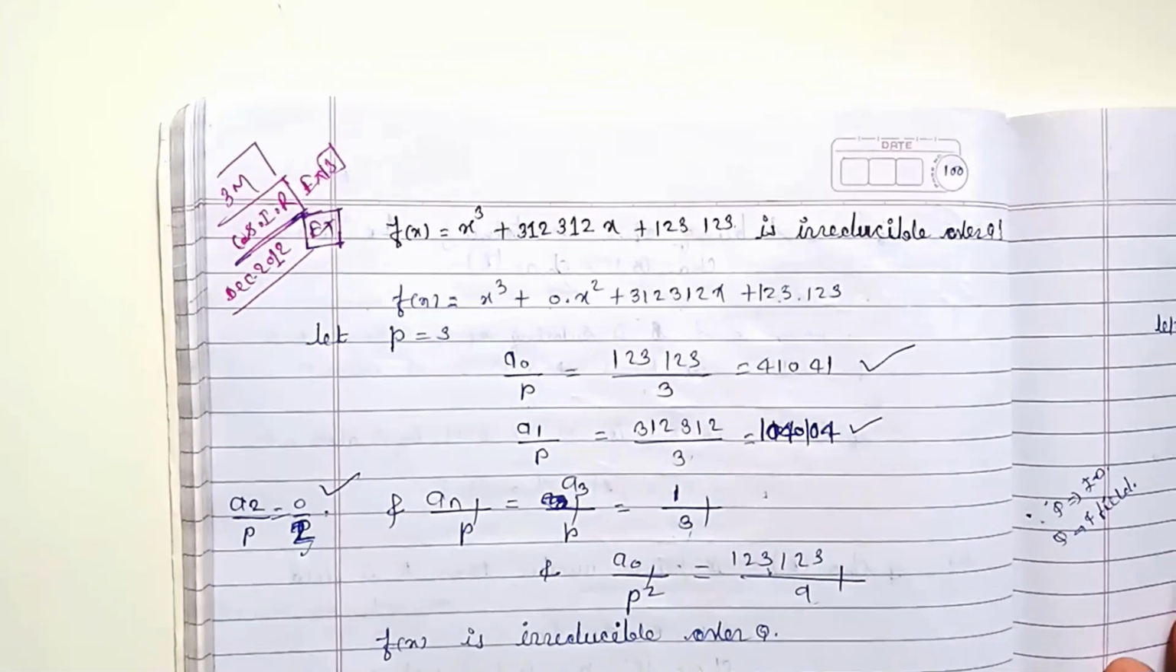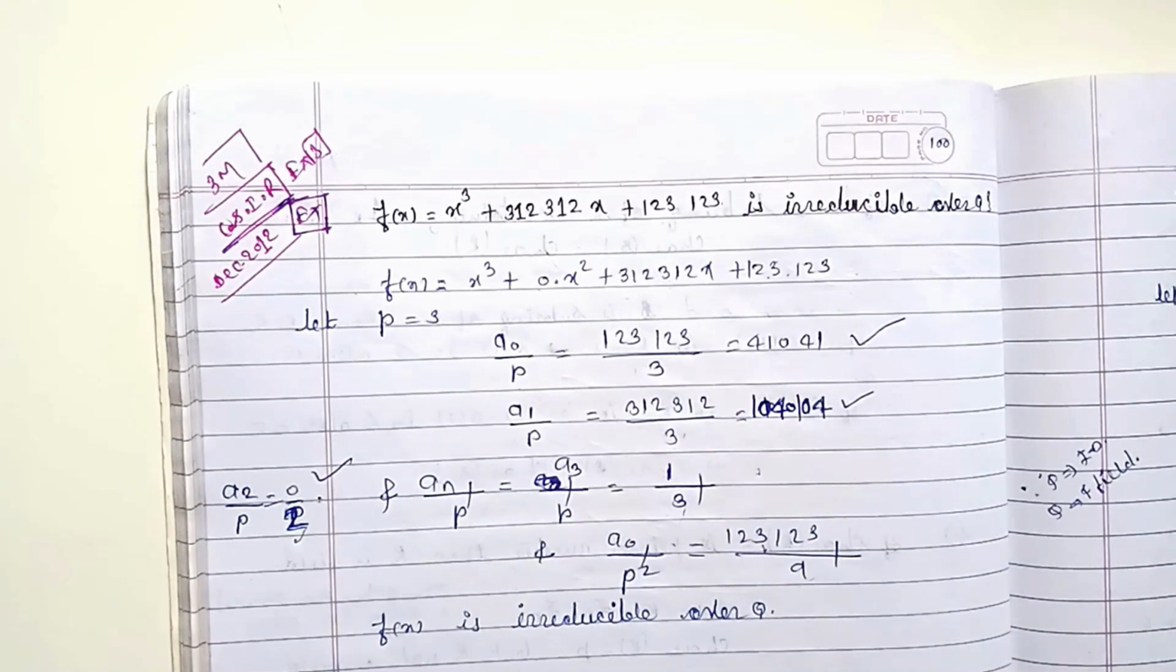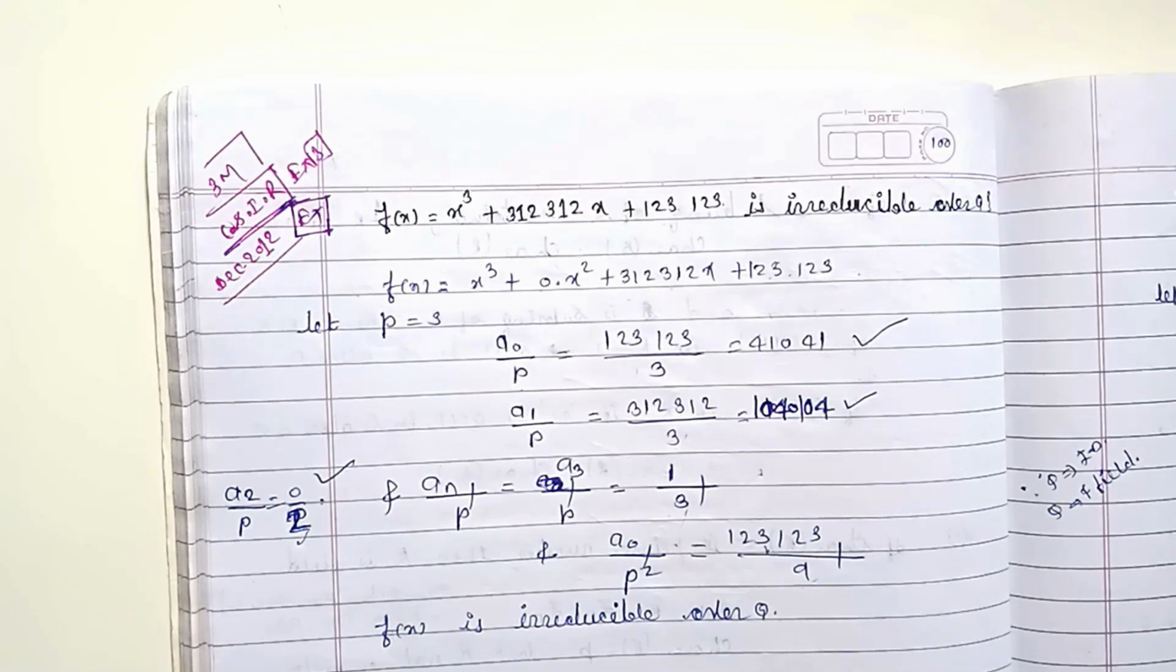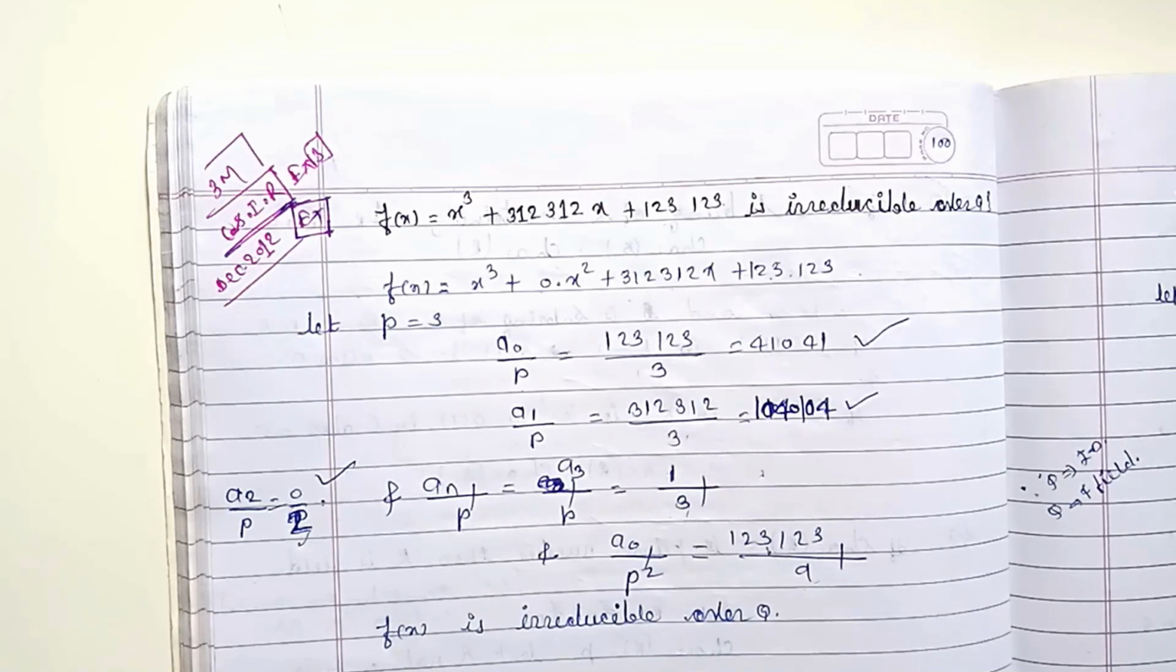So this is the only test we have to apply in order to check whether our polynomial is irreducible over Q or not. How easy these questions are. We just have to apply some definition, and one result can give us a very easy answer.